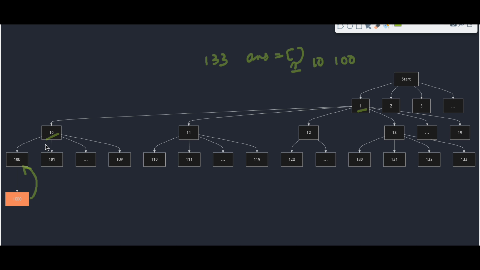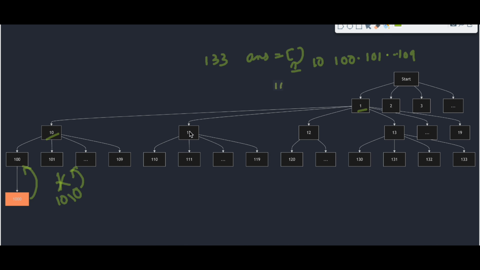So we backtrack to 10. The next child for it is 101. So it adds 101 to the answer. Then it tries to go deeper, but again 1010 is more than 133. So we backtrack. 101 is processed now. So now we try to go to its siblings. So we go to 102, add it to the result, and so on. So now we have processed all the numbers starting from 10. We will do the same thing for all the numbers starting from 11. So we backtrack to 1, then the next child for it is 11.